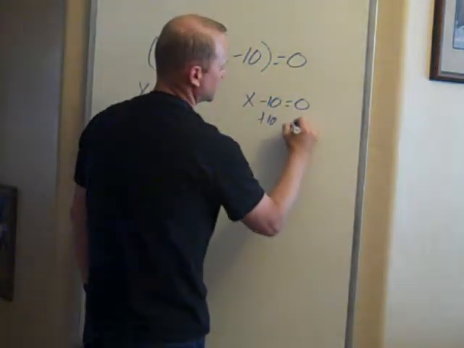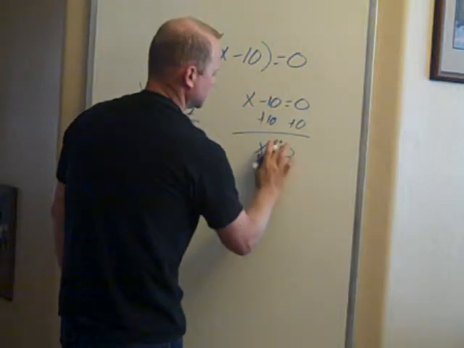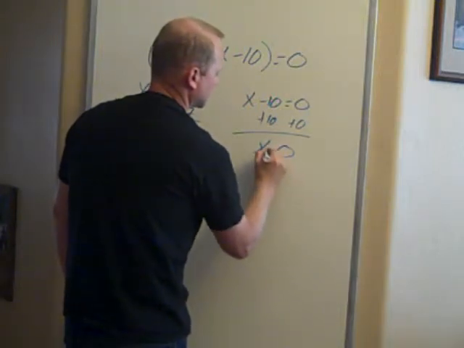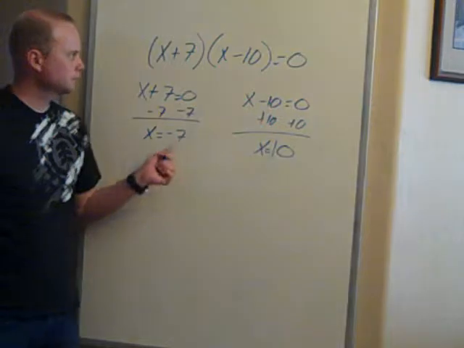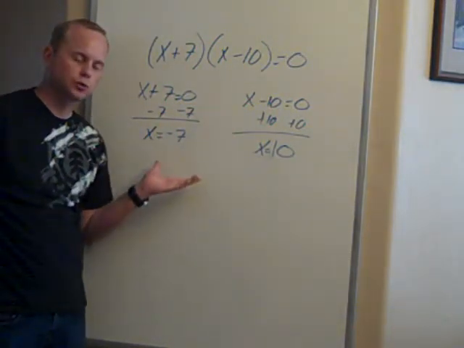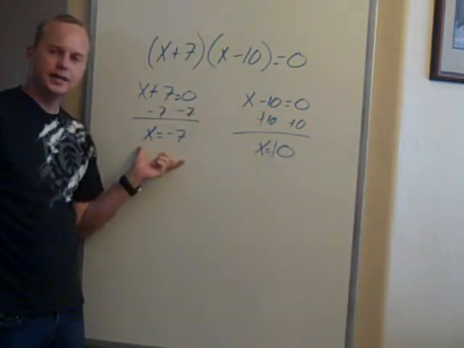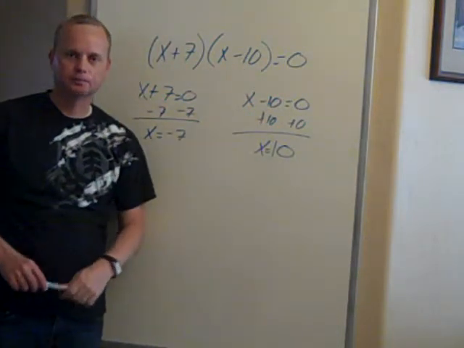Add 10 to both sides. X equals 10. So this is my answer. If I were to plug that into the quadratic formula, I'd get the same thing. But this one's just a big shortcut. Okay, it's already set equal to 0. I just break the two apart. X equals negative 7 and 10.